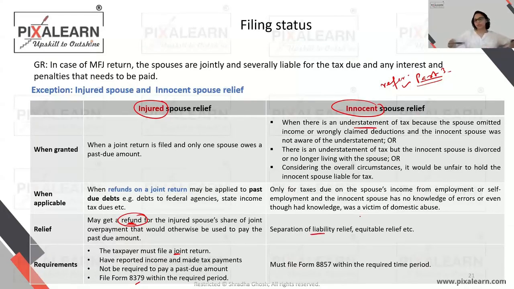So in this case, the IRS can split and say, okay, your part, you are responsible, her part, she is responsible. There's a separate form for this. That form has to be filed. So remember, again, what are we studying? Single versus married filing jointly return.